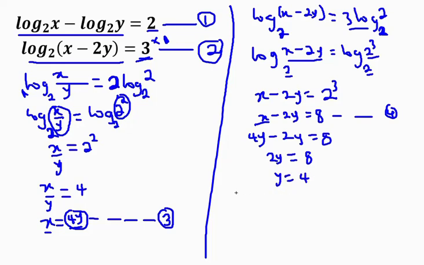Now to get x, substitute 4 for y in equation 3. Equation 3 here states that x equals 4y. So replace y with 4 and that gives us 16 for x. So 16 is our answer for x.